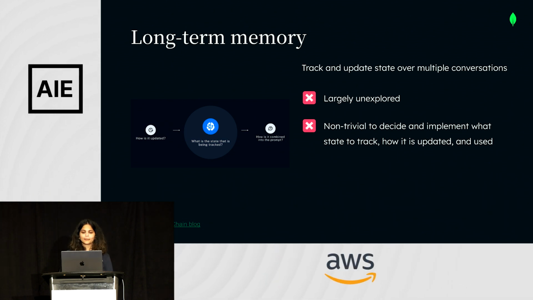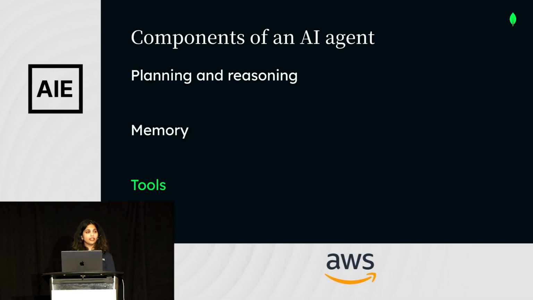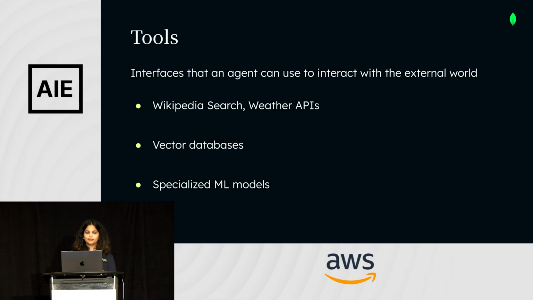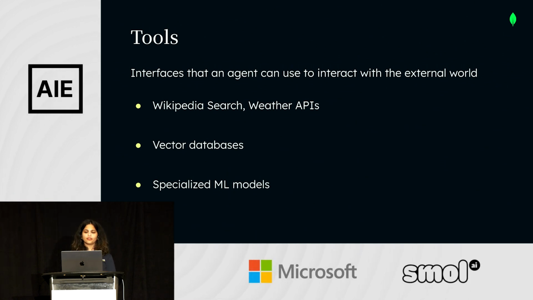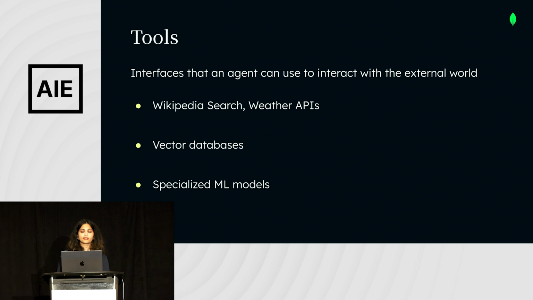And finally, we have tools. Tools are interfaces for agents to interact with the external world in order to achieve their objectives. These can range from simple APIs such as search and weather APIs, to complex things like vector stores, or even specialized machine learning or deep learning models.